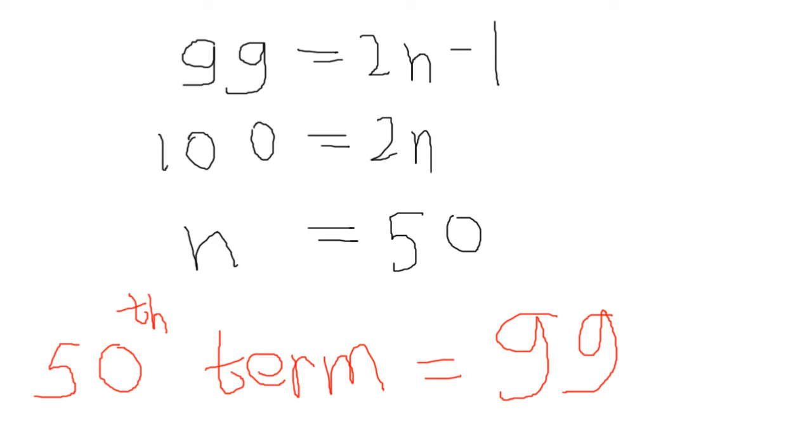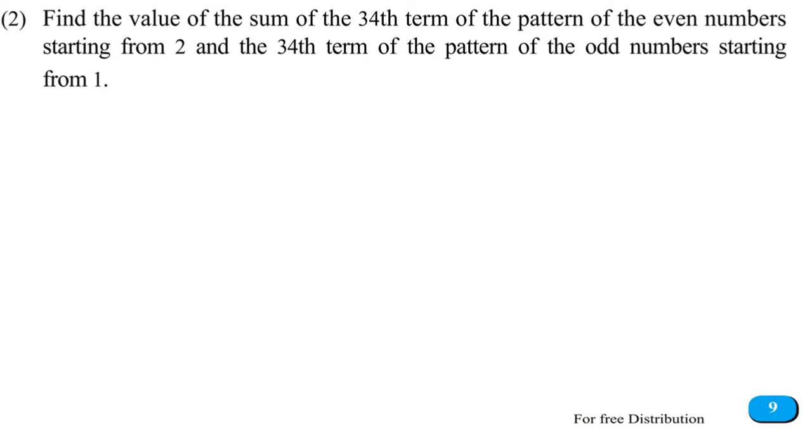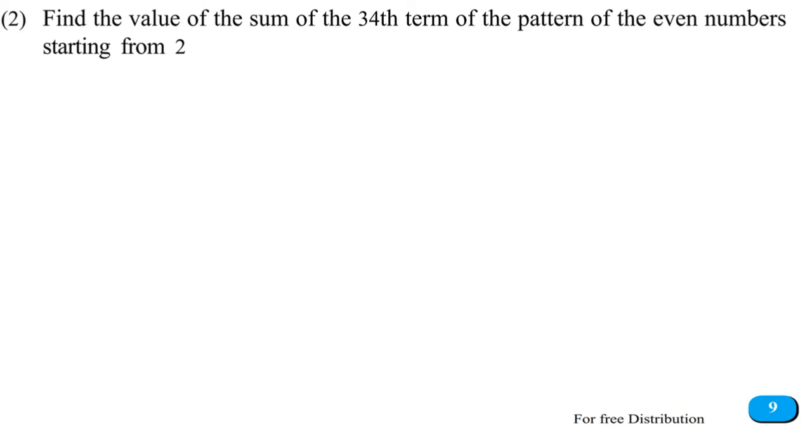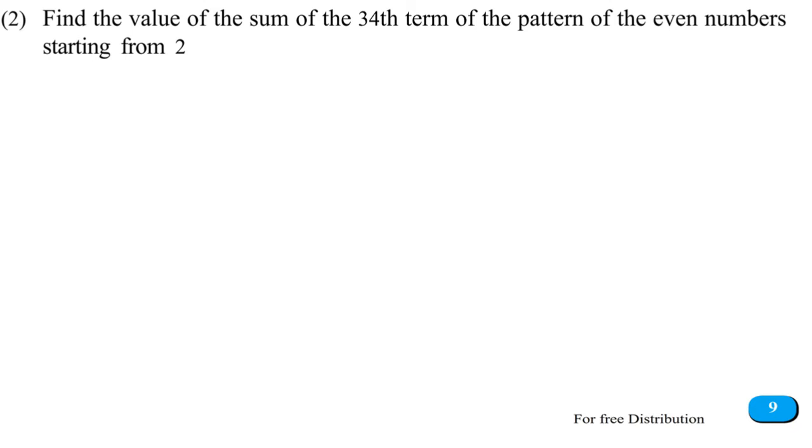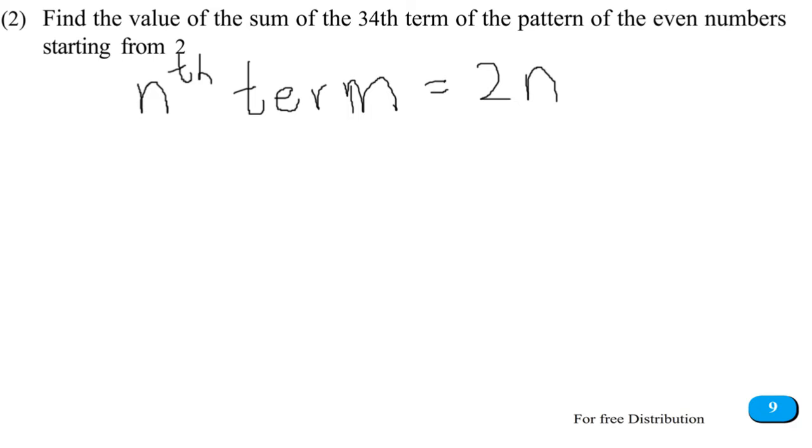So we can conclude 99 is an odd number. Find the value of the 34th term of the number pattern of the even numbers starting from 2. Even numbers ඉලක්කම් රටාවේ 34 වෙනි term එක. ඒ කියන්නේ 34 වෙනි ස්ථානයේ වටිනාකම හොයාගන්නලු.